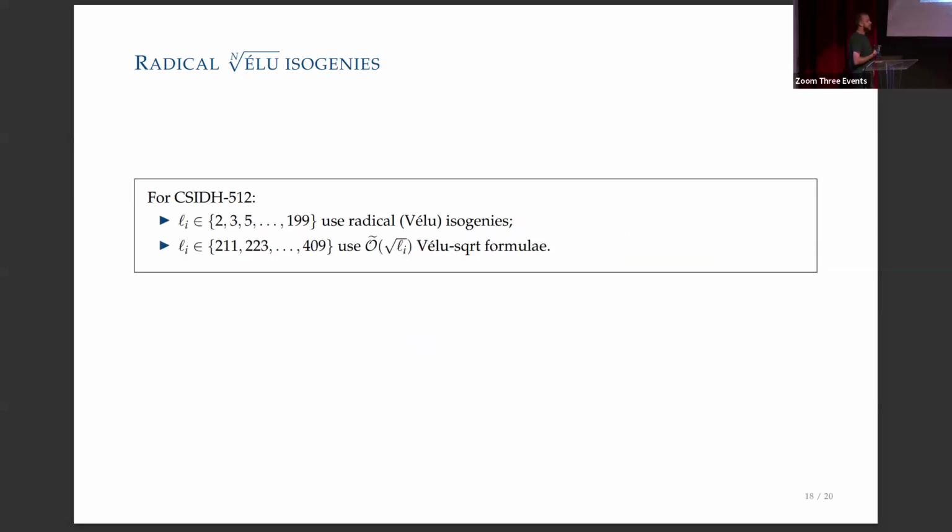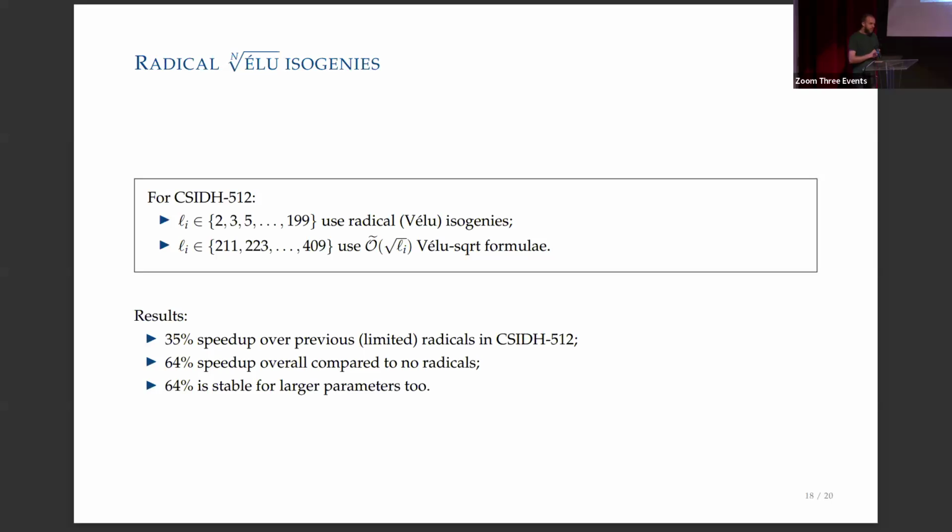So now in practice for CSIDH-512, we have this. For all the primes up until 199, we use the radical Vélu isogeny formula. And then starting at 211, we use the square root ones. This speeds up considerably compared to the previous limited use of radicals. We have a 35% speedup. And in general, compared to using no radicals, it's 64%.